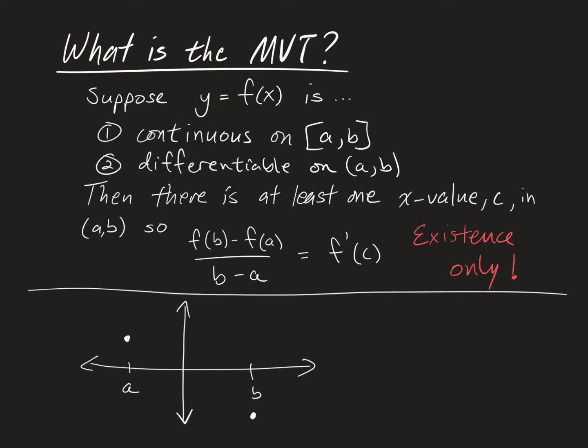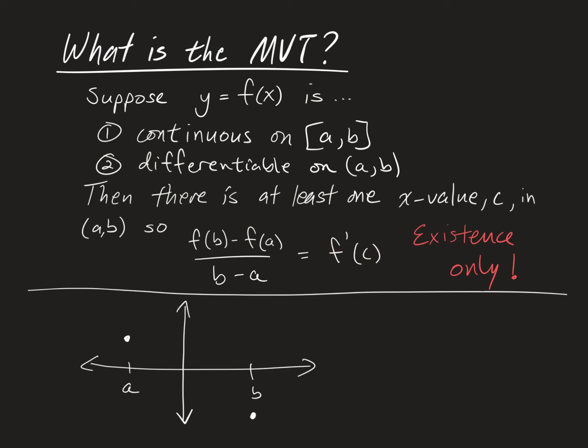So what is the mean value theorem? The first thing that we're going to need in order to work with the mean value theorem is a function. So suppose we have y equals some function f of x. And suppose that function is continuous on the closed interval [a, b] and differentiable on the open interval (a, b). Then there is at least one x value, which I'm going to call c, in the open interval (a, b), so that (f(b) - f(a)) / (b - a) = f'(c).